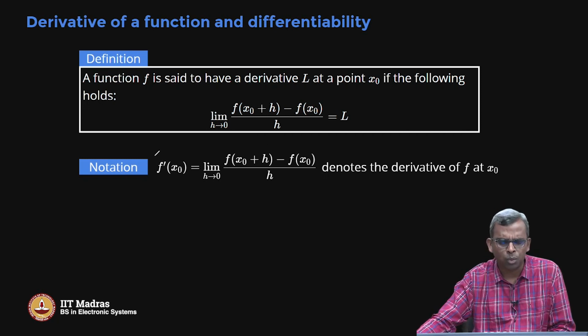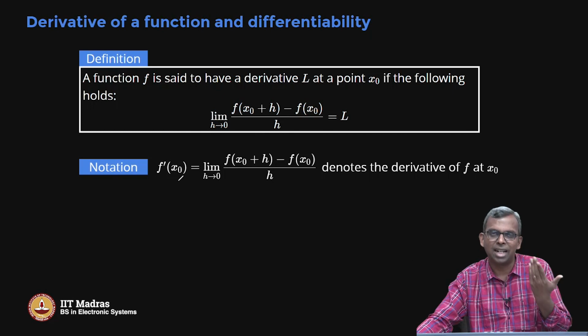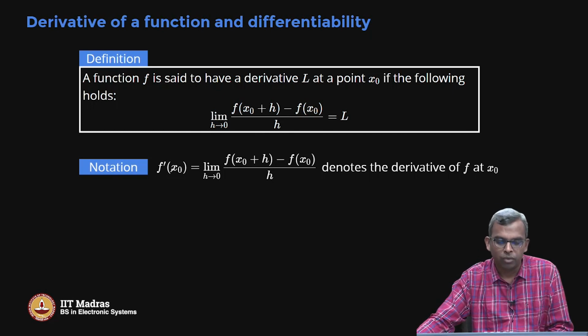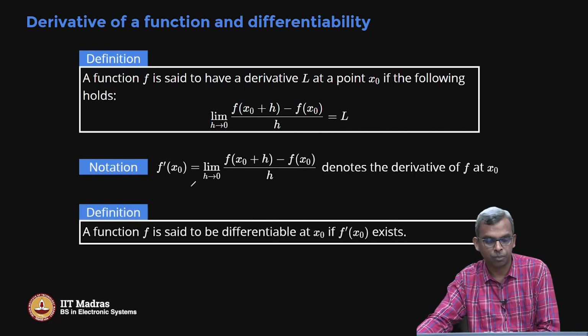Why this notation? Why is this f prime? Why do I think of the derivative as a function? We will see that later on, but for now, we can keep this as a notation. So this notation works in this fashion.